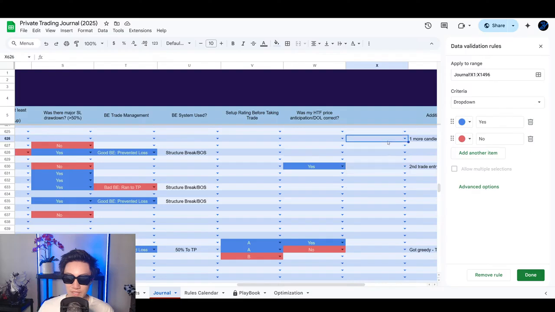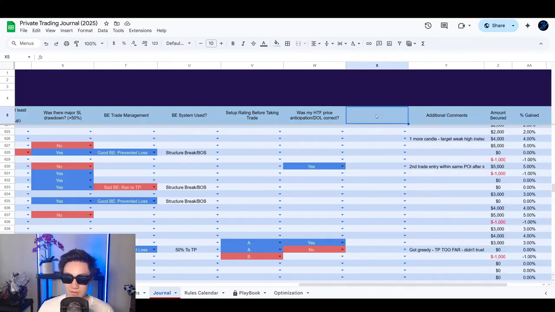Is it yes or no right now? Okay, it is for now. Yes or no, that's fine. We can keep it yes or no. This is going to be for people that scalp. So this will help you that are scalping to keep track of this.